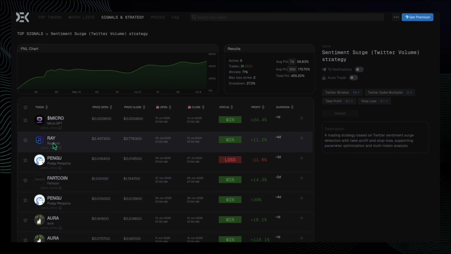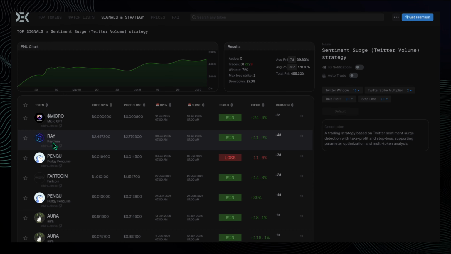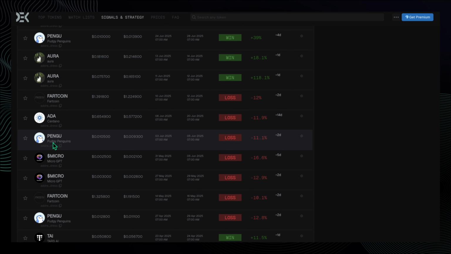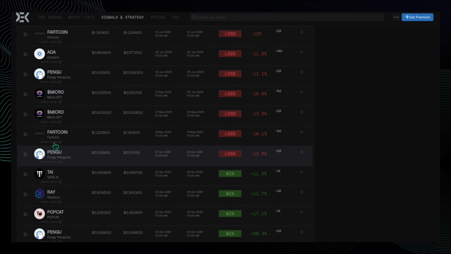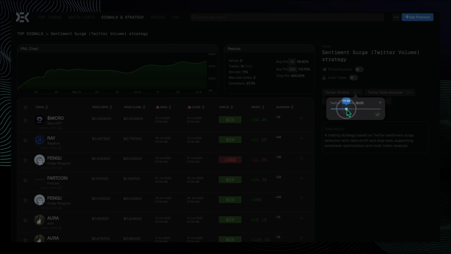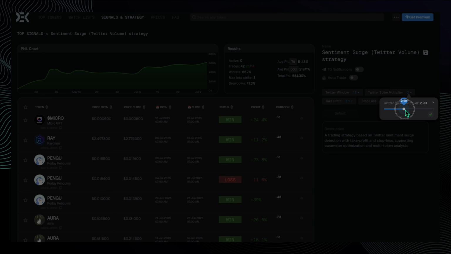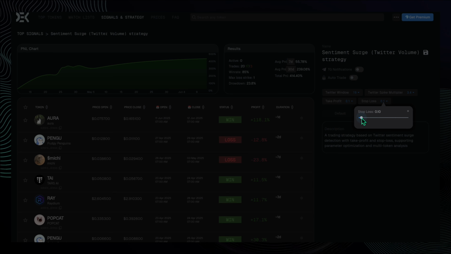When a coin suddenly starts trending, the algorithm detects the surge and signals: enter or take profit. But it's not just looking at tweets. We filter it with price action, volume, and trend strength, cutting out fake hype with no real movement.